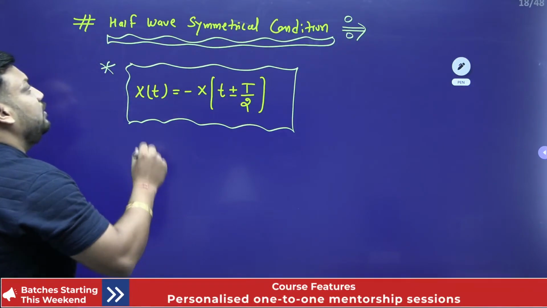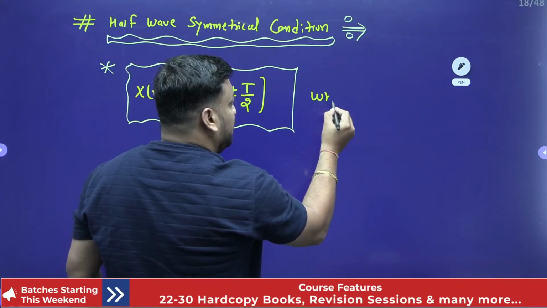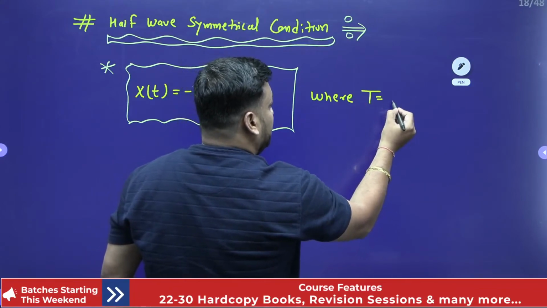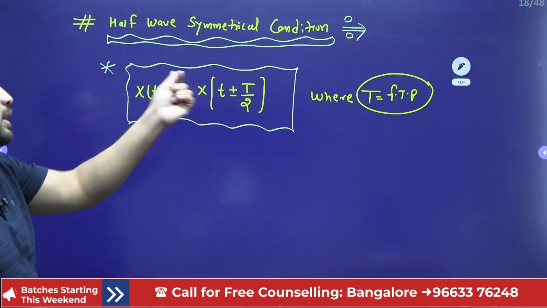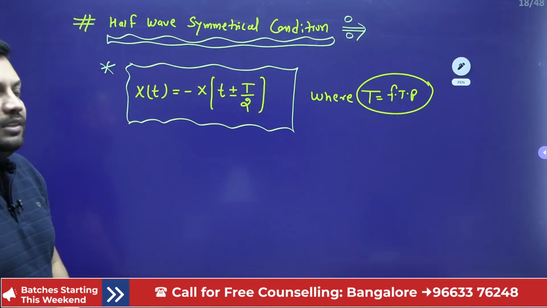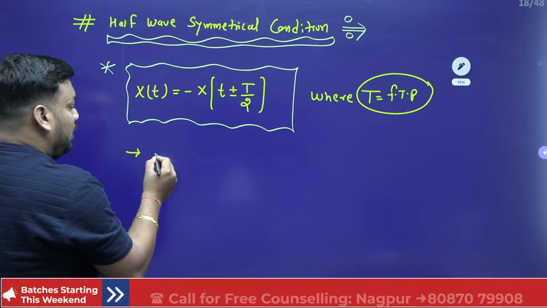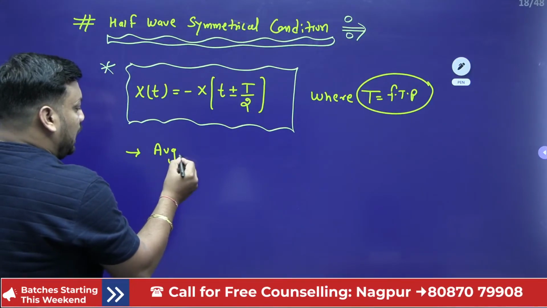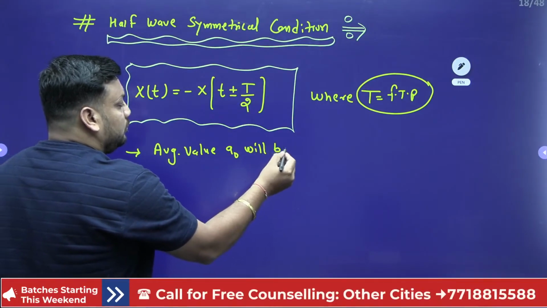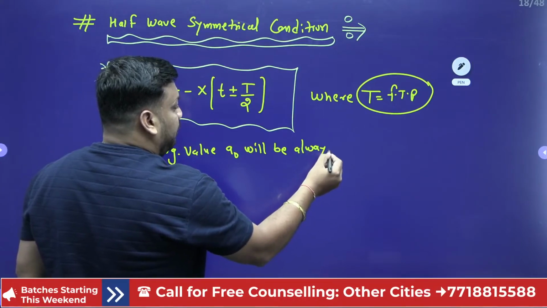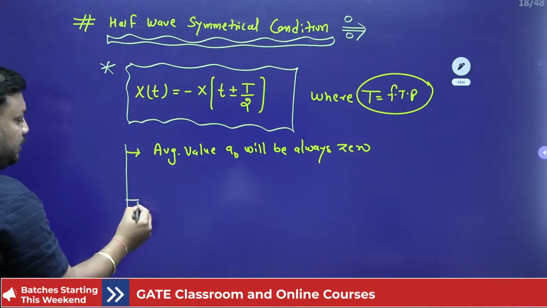But the condition is, the signal should be periodic with fundamental time period capital T, where capital T is nothing but the FTP. If the signal satisfies this condition, then the signal is HWS, and for an HWS signal, the average value A0 will always be 0. We are writing the property for HWS signals.